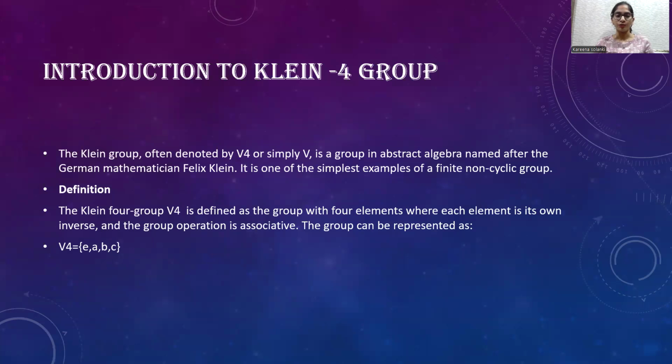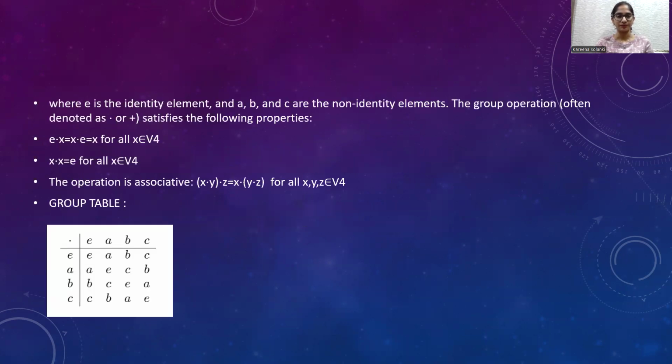So the Klein group V4 is defined as a group with four elements where each element is its own inverse and the group operation is associative. The group can be represented as V4 = {e, a, b, c}. Here e is the identity element and a, b and c are the non-identity elements.